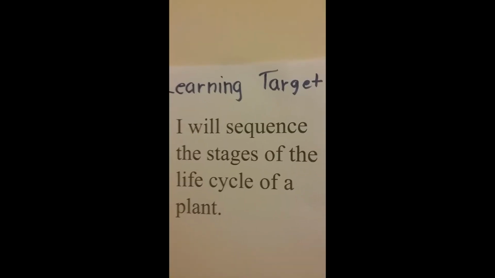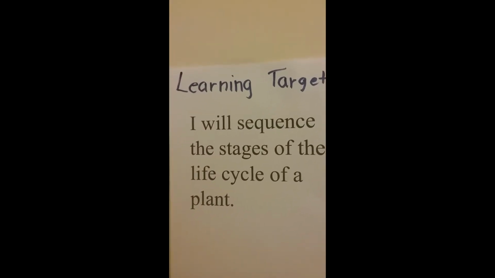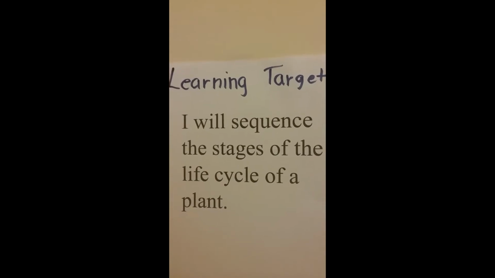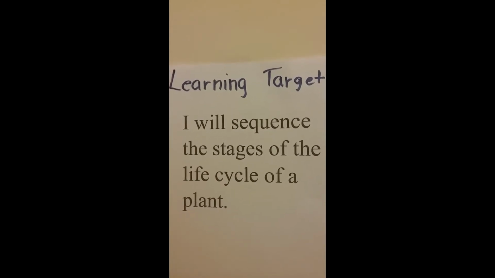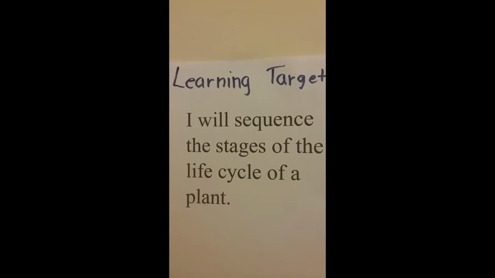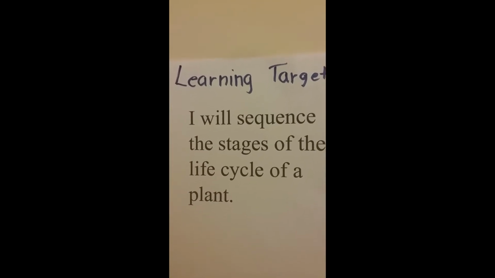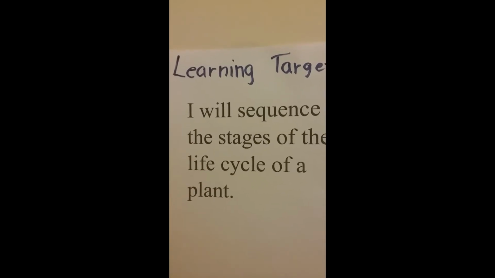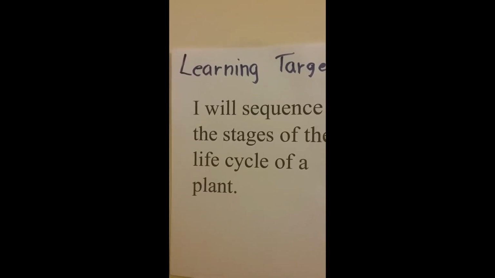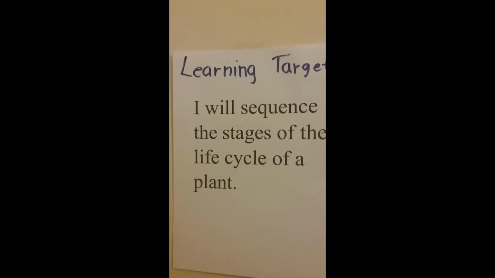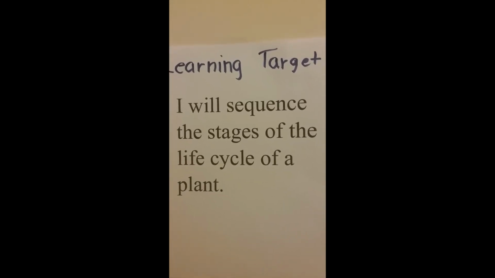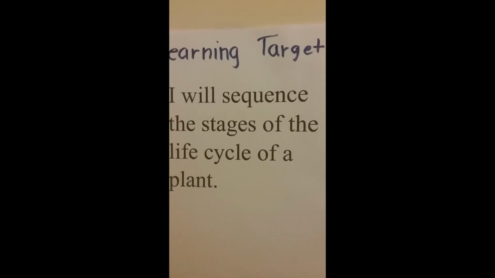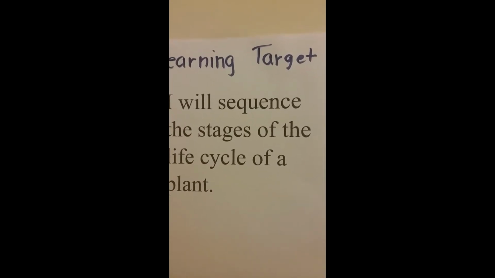So, our learning target for today says, I will sequence the stages of the life cycle of a plant. The word sequence means to put in the correct order. So that's what we're going to do. We're going to look at the order in which things happen, and we're going to put our pictures in that correct order.